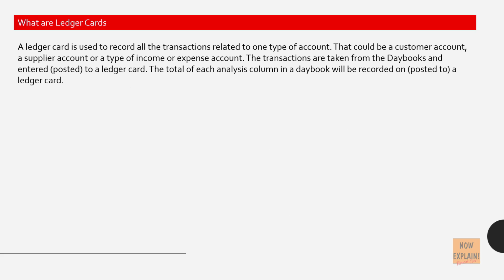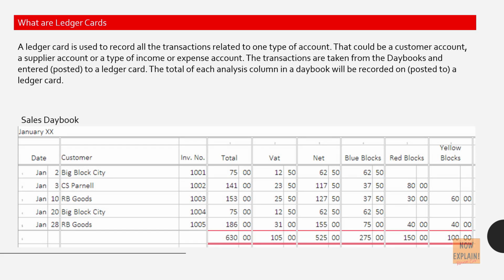What are ledger cards? A ledger card is used to record all the transactions related to one type of account. That could be a customer account, a supplier account, or a type of income or expense account. The transactions are taken from the daybooks and entered, or posted, to a ledger card. The total of each analysis column in a daybook will be recorded on, that is, posted to, a ledger card.